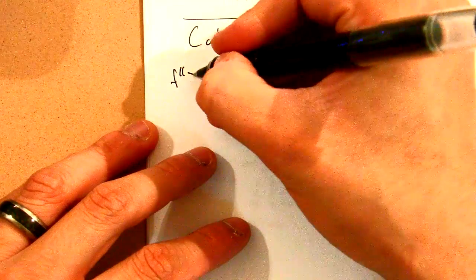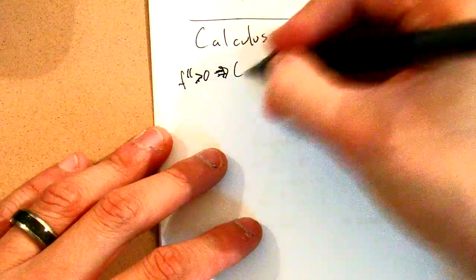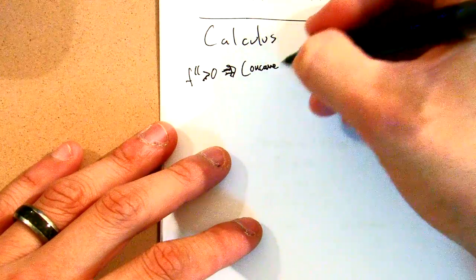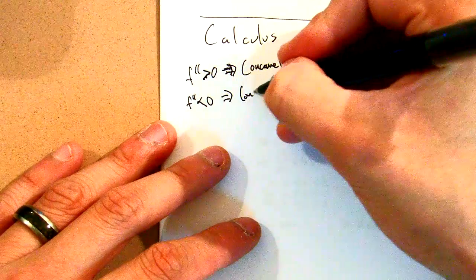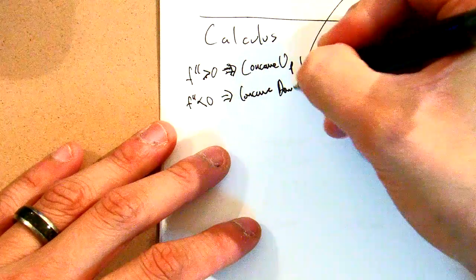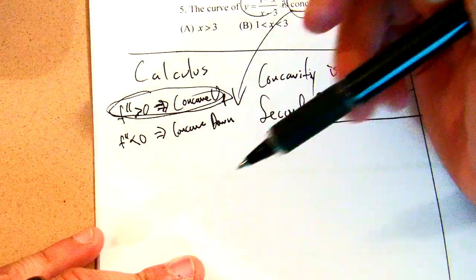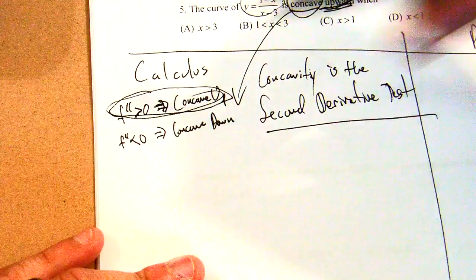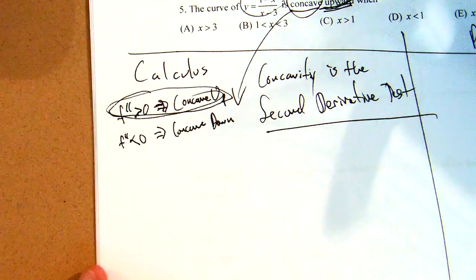So when the second derivative is greater than 0, this means it is concave up. When the second derivative is less than 0, it is concave down. Okay? So we want to find where it's concave up. So we're looking for this here in this problem, folks. So we need to find the second derivative and find where it's greater than 0. Okay? We're using the second derivative test.